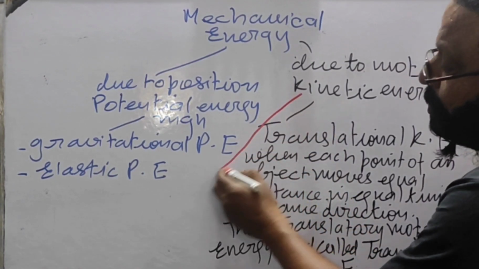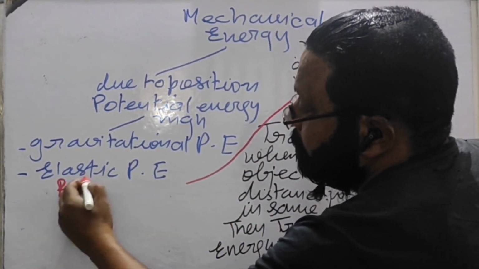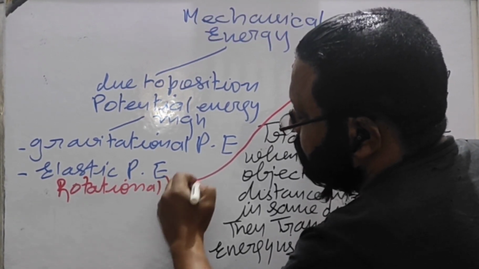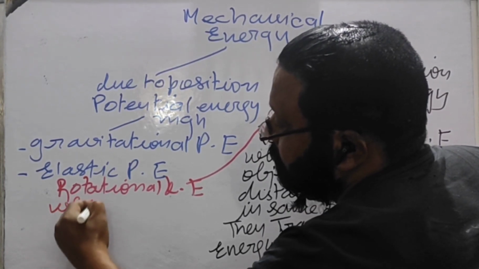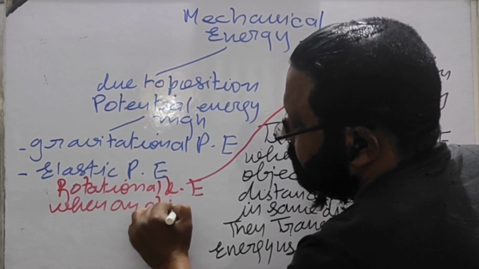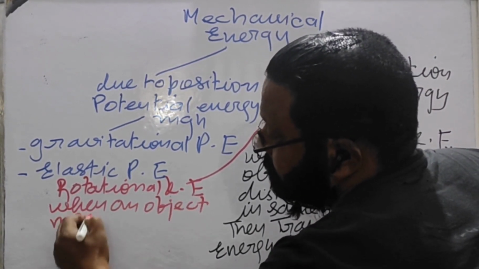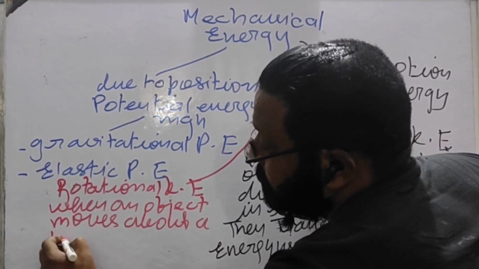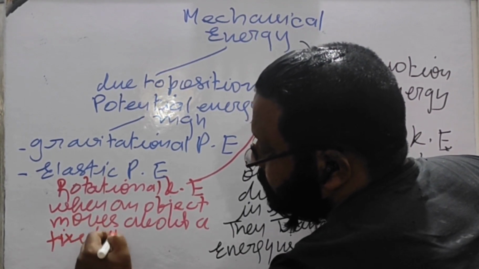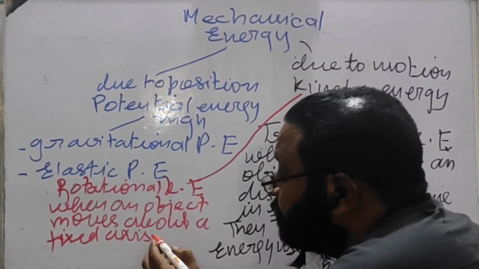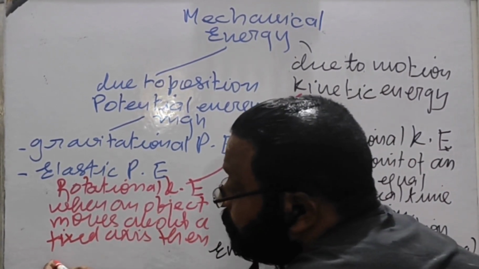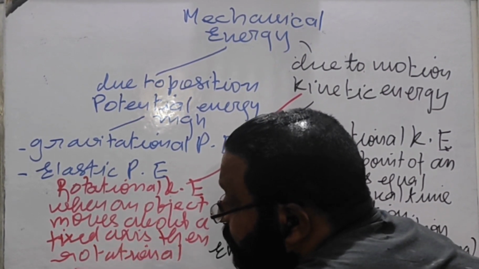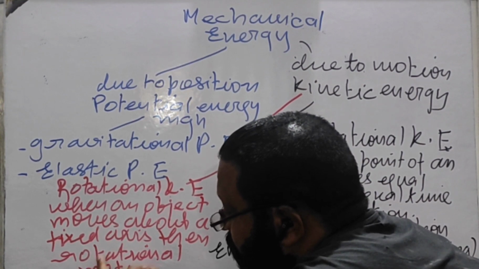Another we have is rotational kinetic energy. When an object moves about a fixed axis, then it is rotational motion, right?